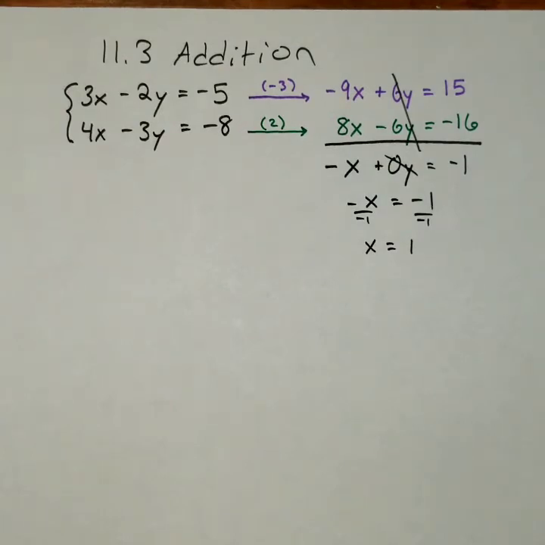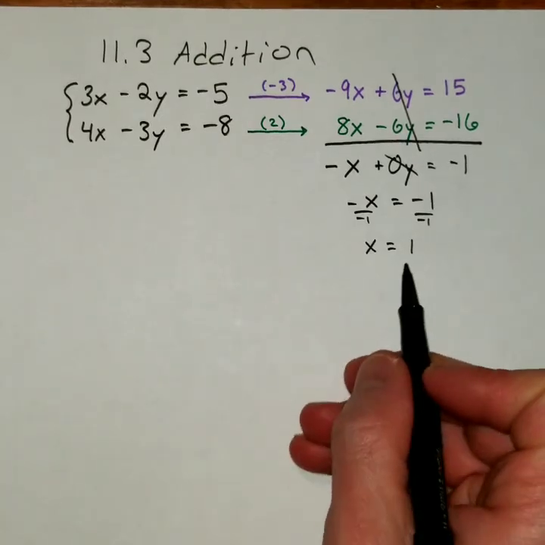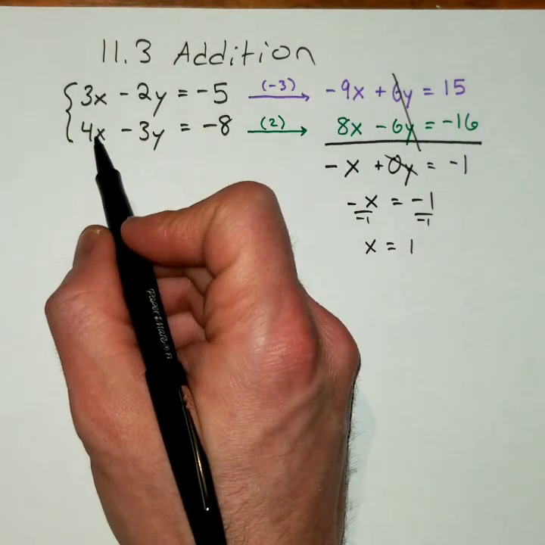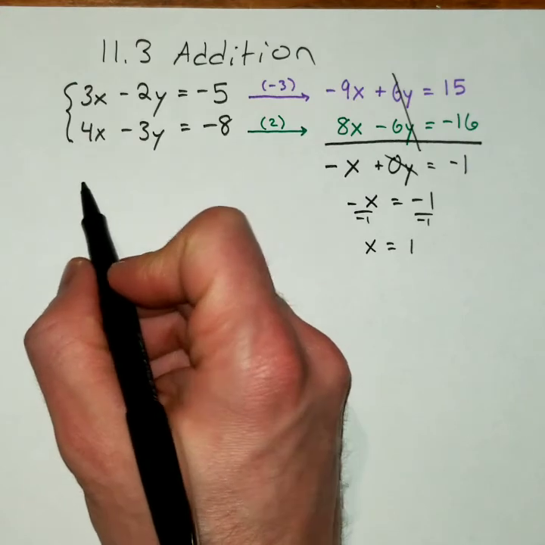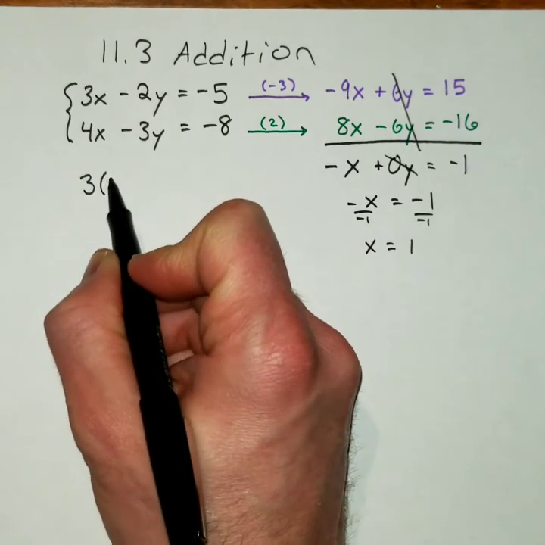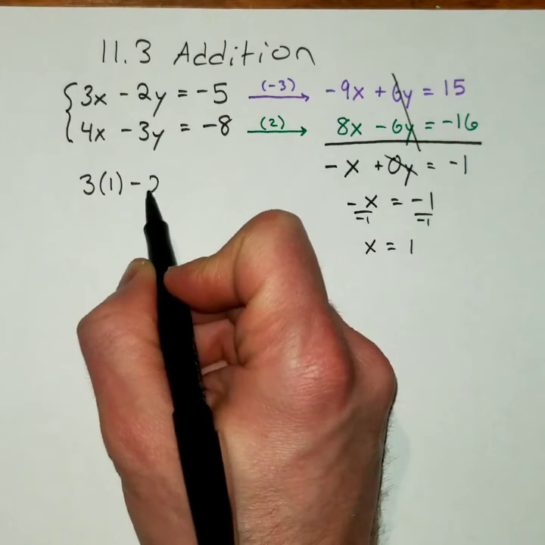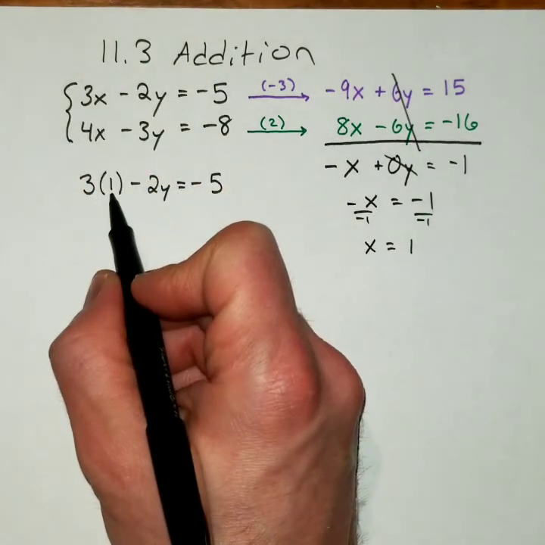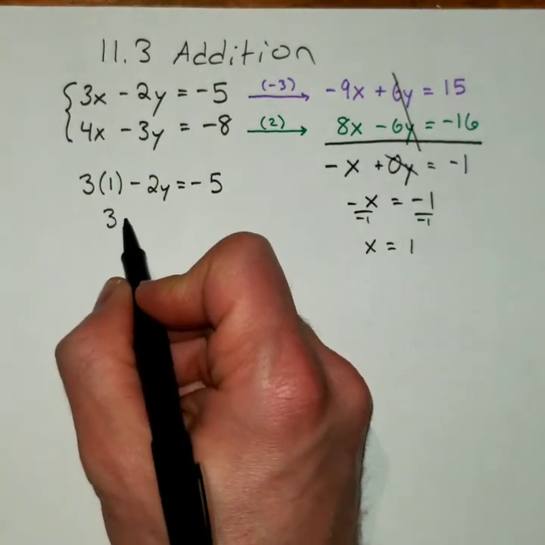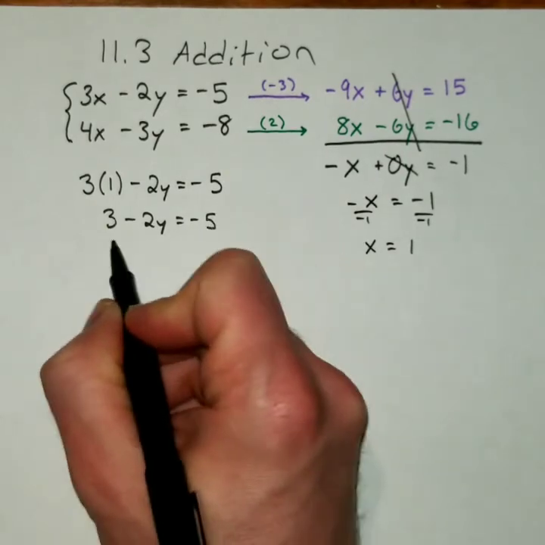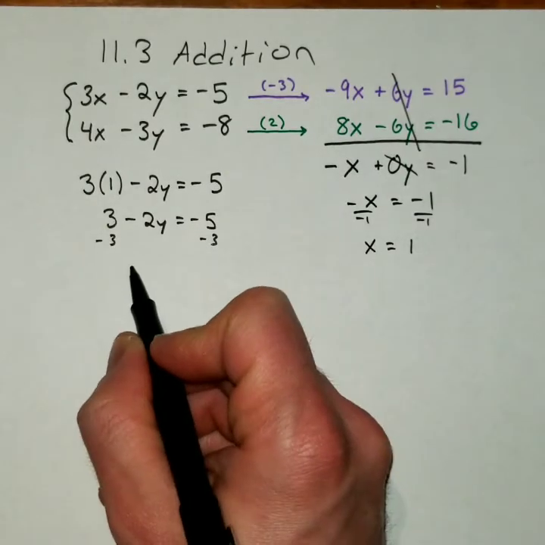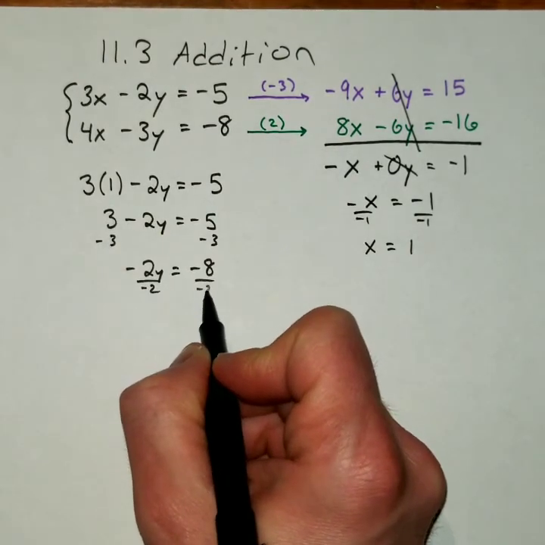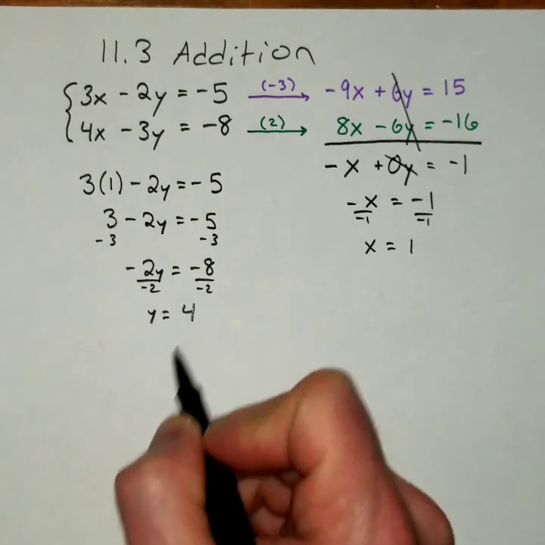I still need the y value, so we're not done yet. To find the y value, I just take this x and plug it in. I can put it in either of the original two equations. I'll go with the top one, it doesn't really matter. So I'll take 3 times 1 minus 2y equals negative 5. So the 1 goes in for the x in the first equation. 3 minus 2y equals negative 5. Subtract 3. Negative 2y is negative 8. Divide out the negative 2. The y value would then be 4.